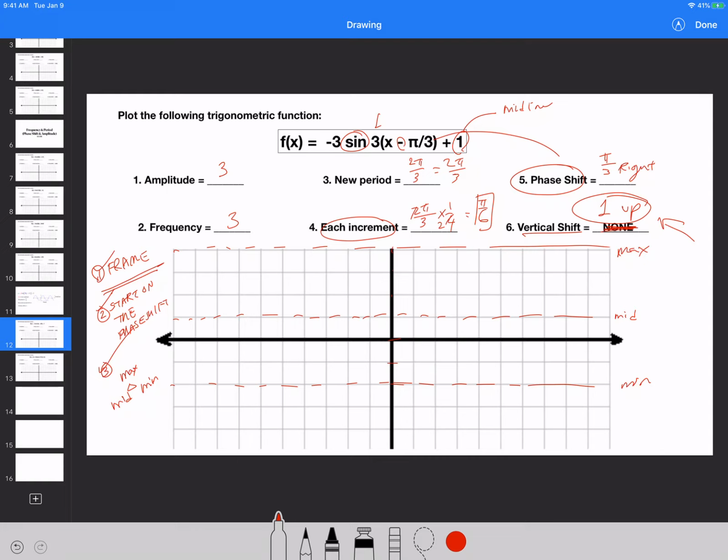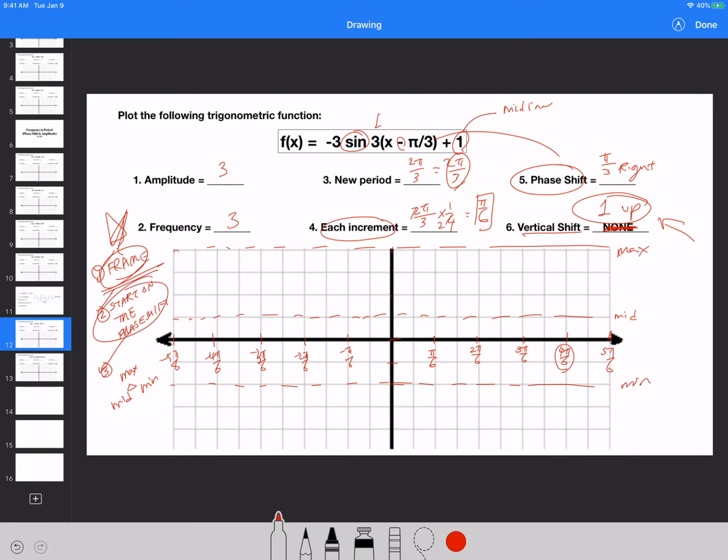Now let's take a look at the x increments. Now we see the pi over 6, 2 pi over 6, 3 pi over 6, then 4 pi over 6. That right there is actually 2 pi over 3. So that means it's going to complete one cycle in that frame. 5 pi over 6, negative pi over 6, negative 2 pi over 6. You get the idea. Just establish your framework. This is the must that you have to do.